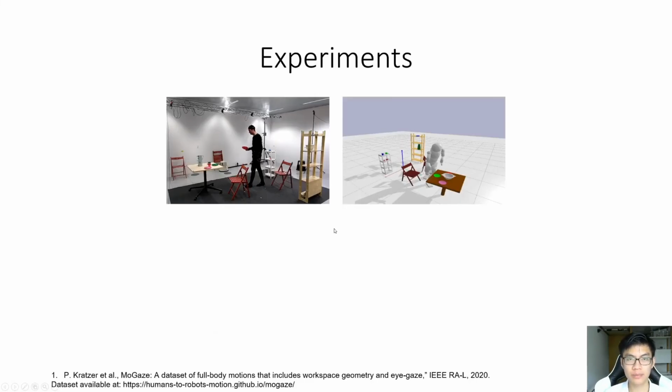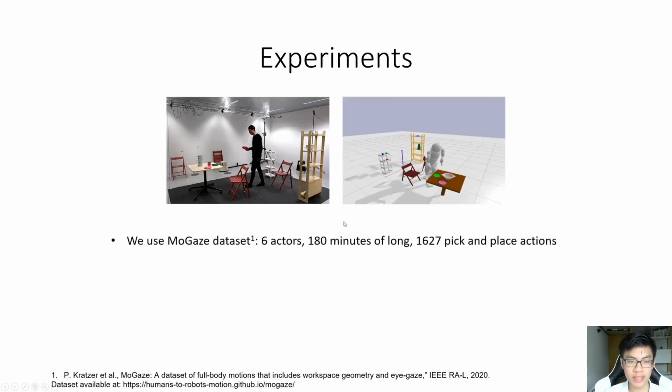Now for the experiment, we use the MoGaze dataset to train the human prediction model, and we also use the dataset objects as a case study for combining the human motion predictions and our robot blending method.